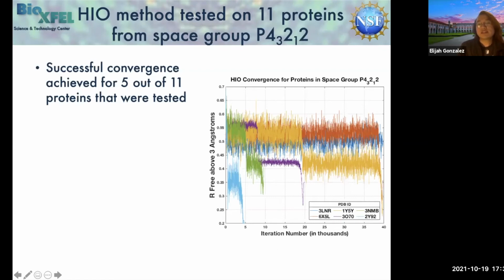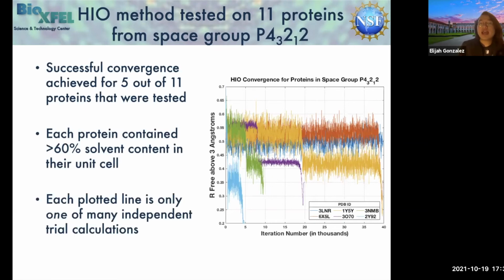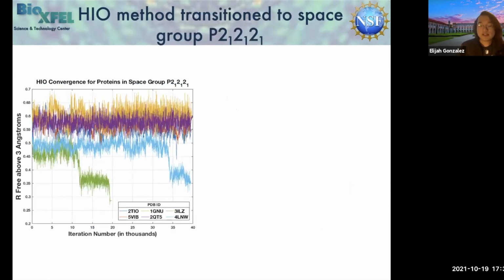So we were able to find successful HIO convergence for 5 out of the 11 proteins that we tested. It's worth noting that each protein contained greater than 60% solvent content in their unit cell. And again, each line is really only one of many independent trial calculations. And so this is for one space group. We'd also like to see if this works for any space group. And so we moved on to another space group.